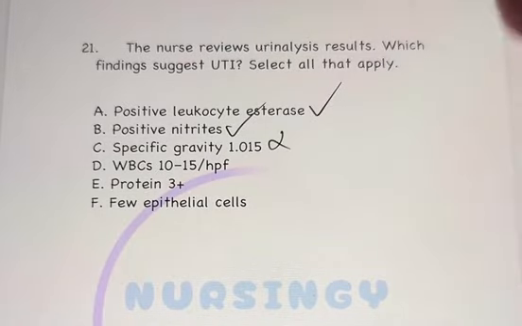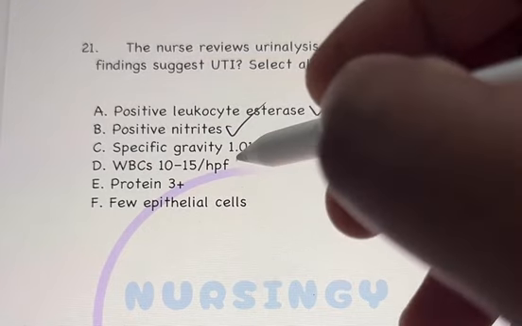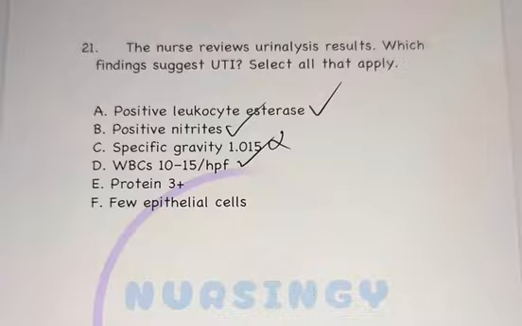What about WBC, guys? 10 to 15 per HPF. Yes, because the normal range is 0 to 5, so this is quite elevated. It indicates infection. Thank you, Nancy.